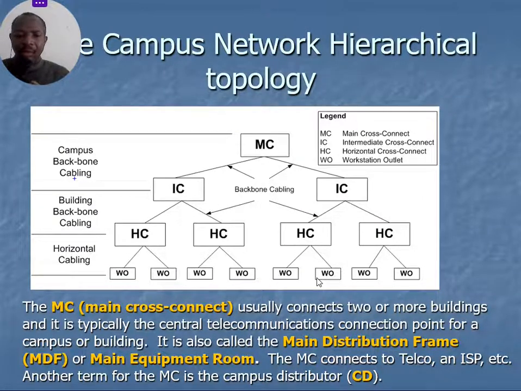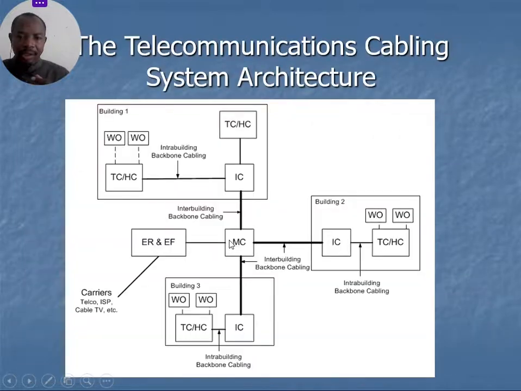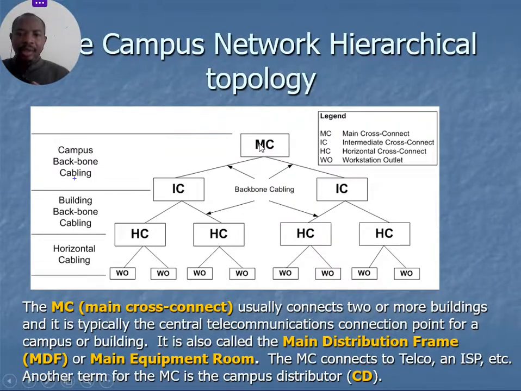Now, if we go back, you will see this is the main cross connect. From the main cross connect, you connect to the intermediate cross connect in building 1, this place. You connect to the intermediate cross connect in building 2. You connect to the intermediate cross connect in building 3. That's what you see here.